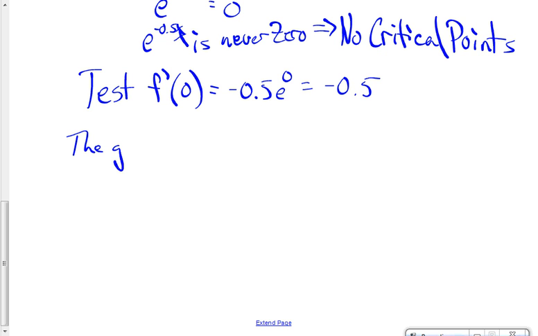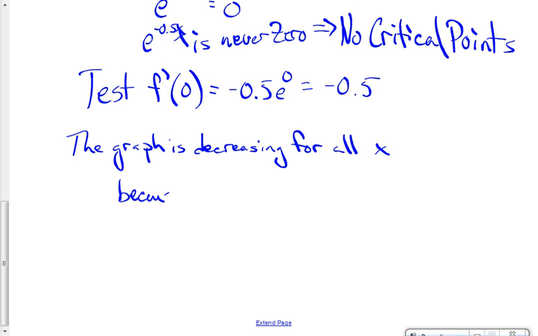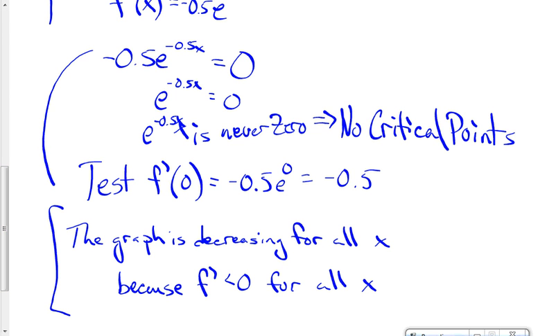No, the graph is decreasing for all x because f prime is less than 0 for all x. This statement with this work is worth your marks. That's where you get your points on the exam.